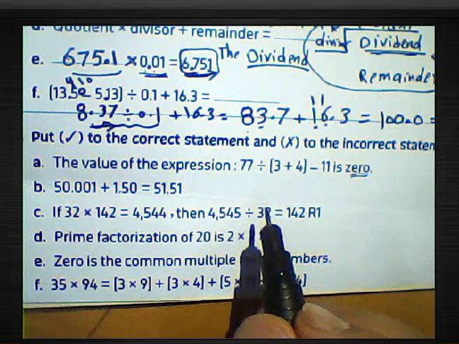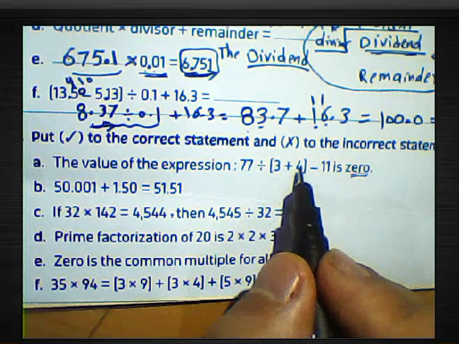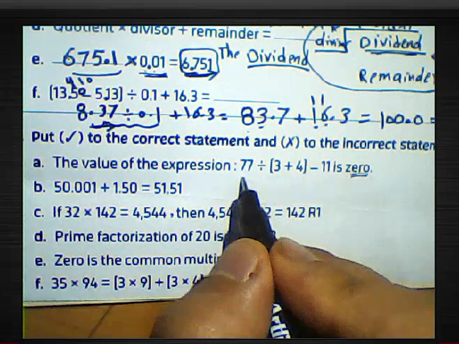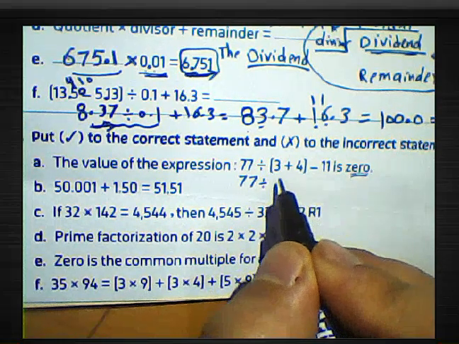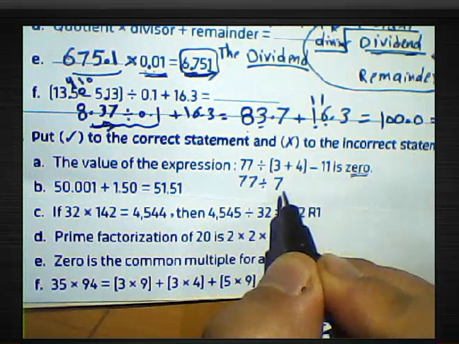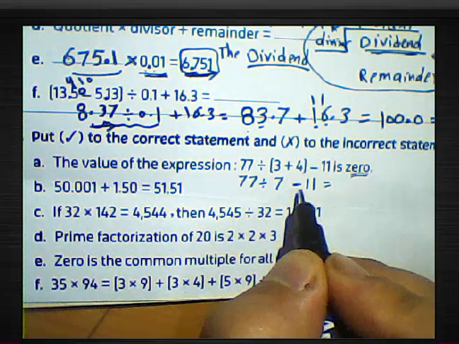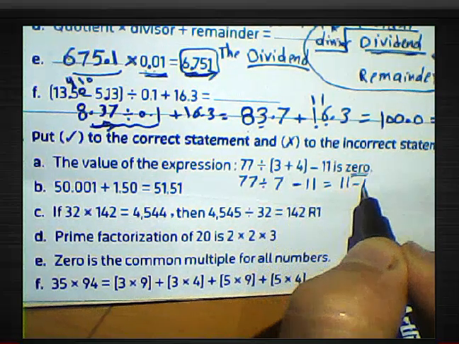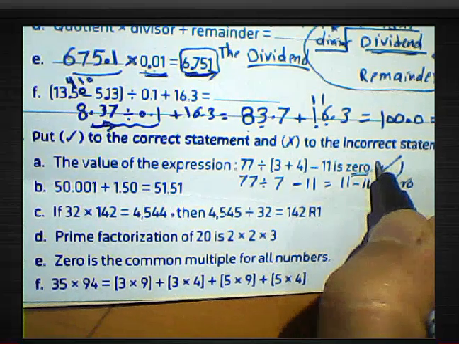We must solve this example. First, we find the result in the brackets. Inside the brackets first, 3 plus 4 equals 7. Then 77 divided by 7 equals 11. Subtract 11: 11 minus 11 equals 0. So, it's true.